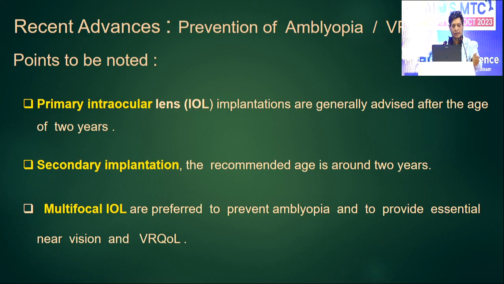Then as per recent advances, primary intraocular lens implantation was generally advised after the age of 2 years. Nowadays people are going for IOL as early as possible to give the child a better visually related quality of life as well as good vision, also to prevent amblyopia. For secondary implantation, the recommended age is around 2 years, after 2 years.